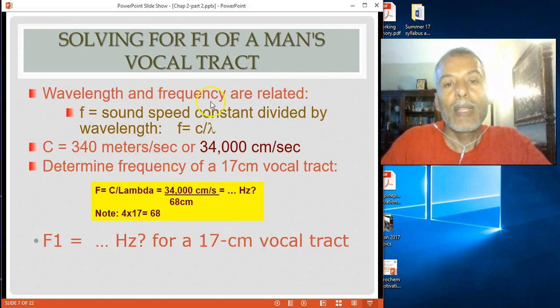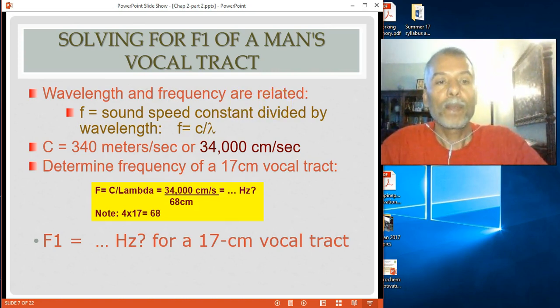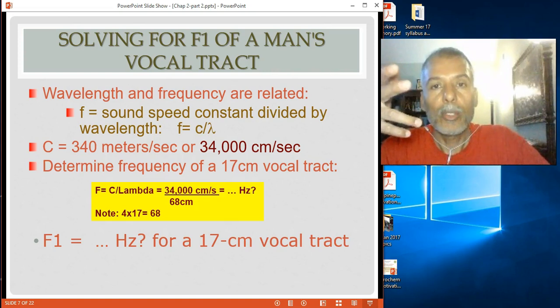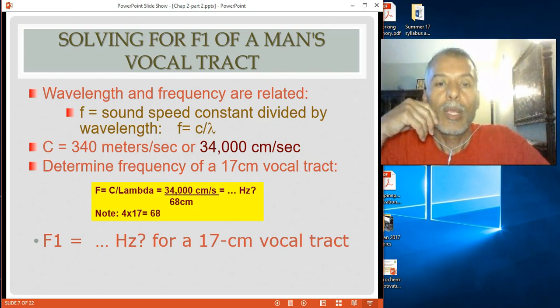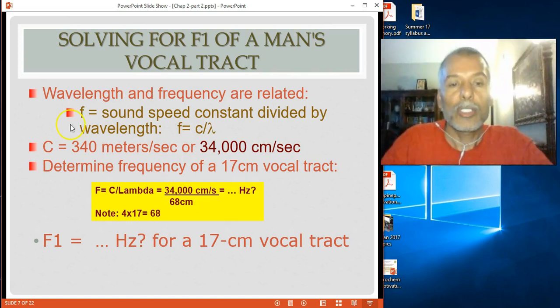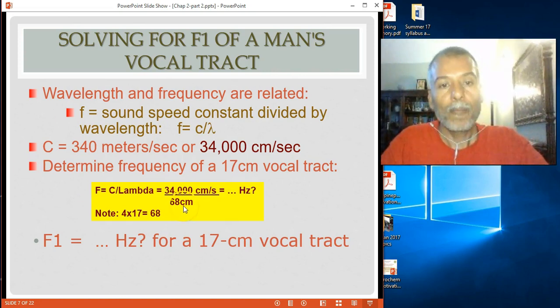The wavelength and frequency, as I mentioned before, are related. So frequency equals the sound constant, which is the speed of sound, divided by the length of the wave. We now have the length of the wave, which is 68 centimeters.